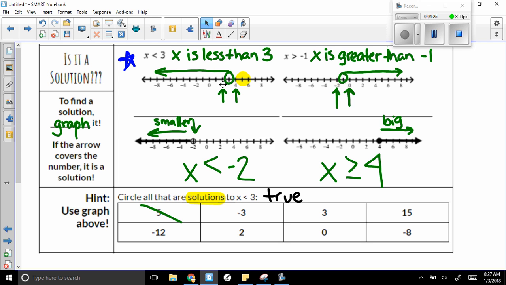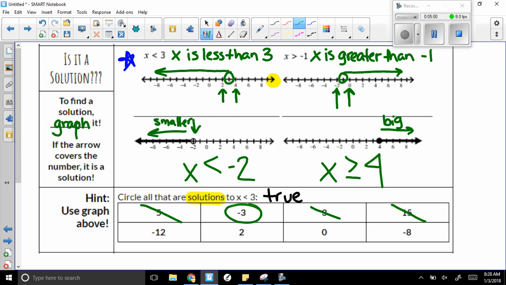Now if I try to find -3, -3 would be between that -2 and -4, and you'll see that that does cover up the circle. So I'm going to circle -3. I can look for +3. +3 is exactly where that circle is, but it's not colored in. So I can't choose +3. And 15 would be way down past my arrow, definitely not covered by that circle. So that's one way that you can look for solutions.